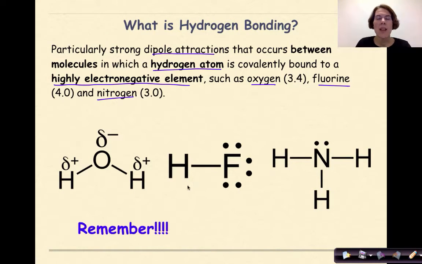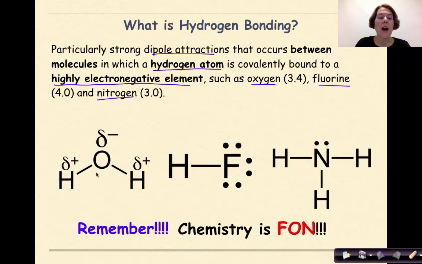So remember, chemistry is fun, F-O-N. You are looking for molecules that have oxygen bound to a hydrogen, fluorine bound to a hydrogen, or nitrogen bound to a hydrogen in order to experience hydrogen bonding. These are the 3 most common molecules that you will see involved in hydrogen bonding on the Regents exam, but other examples are always possible.